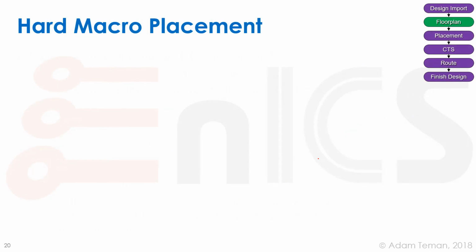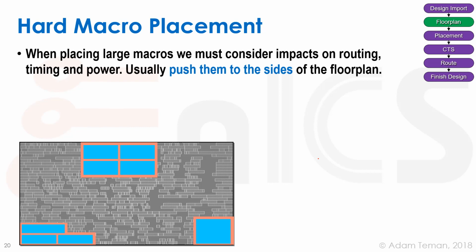Okay, so let's discuss hard macro placement. When placing large macros, we must consider the impacts on routing, timing, and power. We usually want to push them to the sides of the floor plan. As you can see here, we took our macros and we pushed them to the sides of our floor plan. Why are we going to do this?